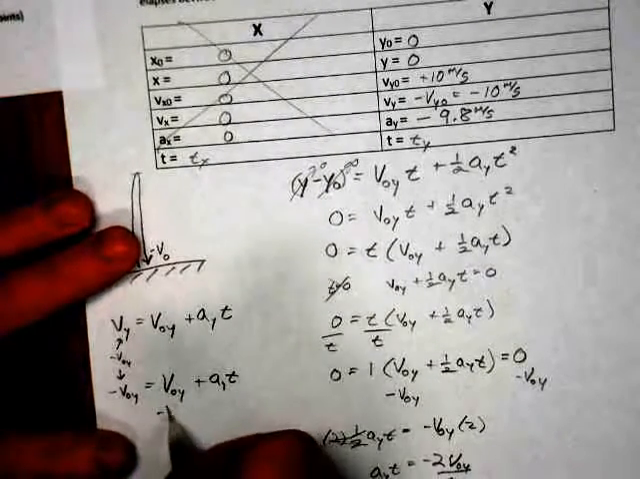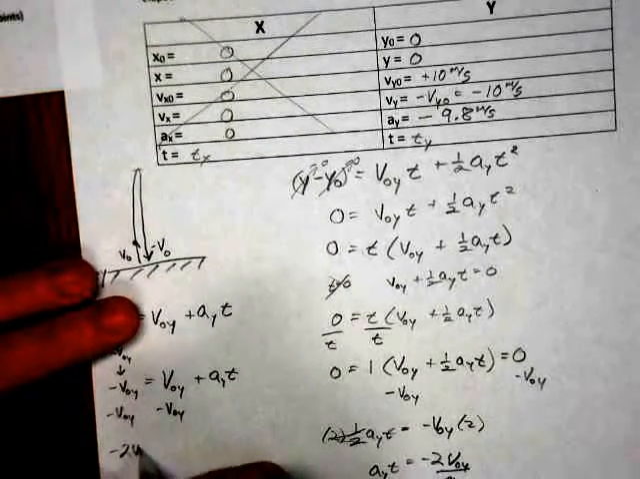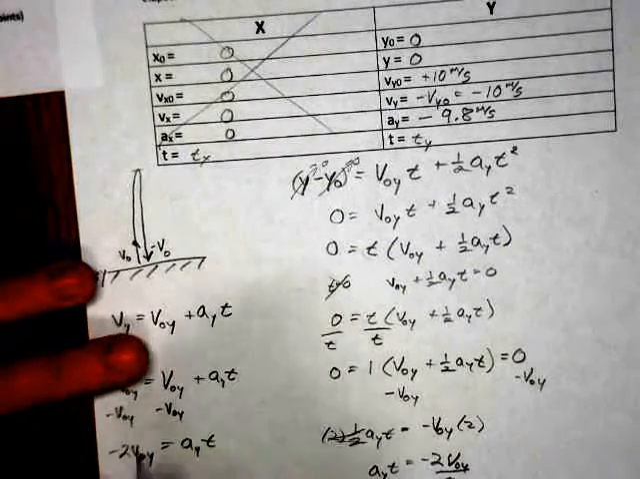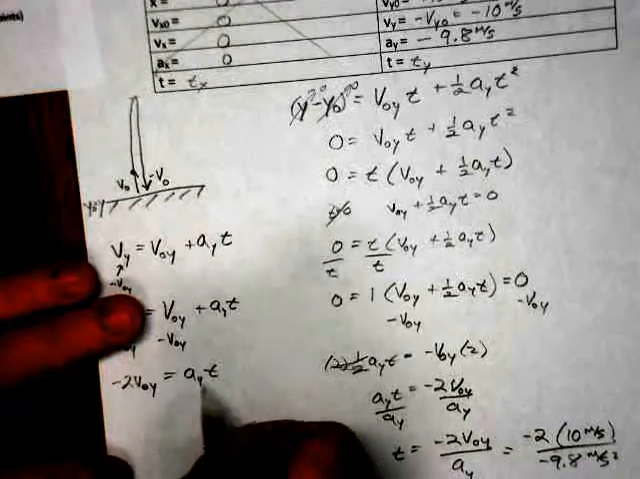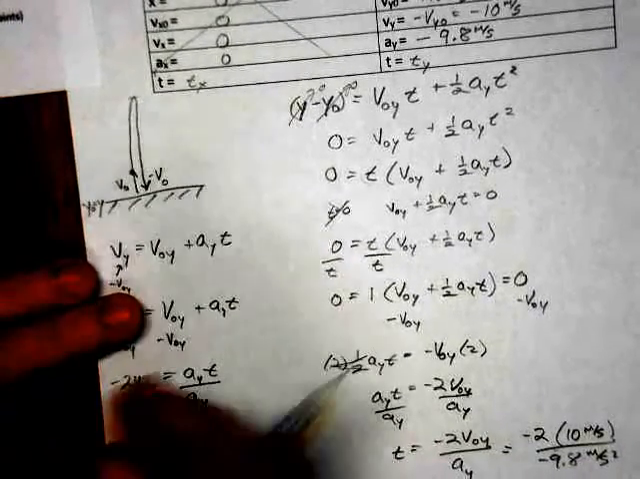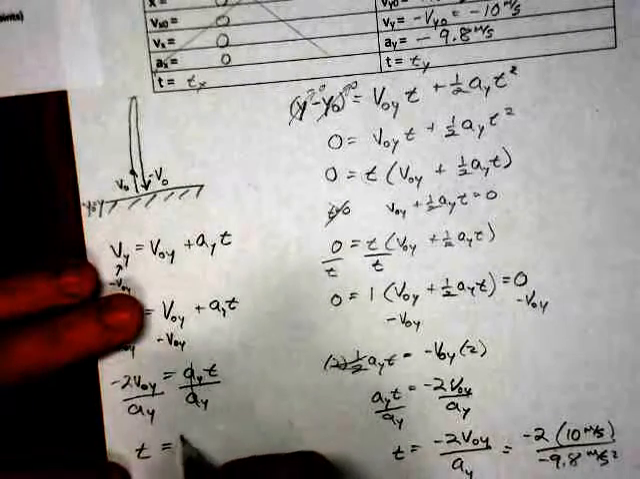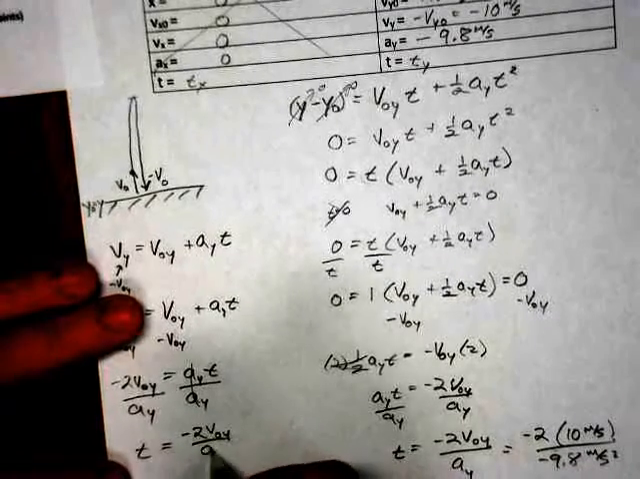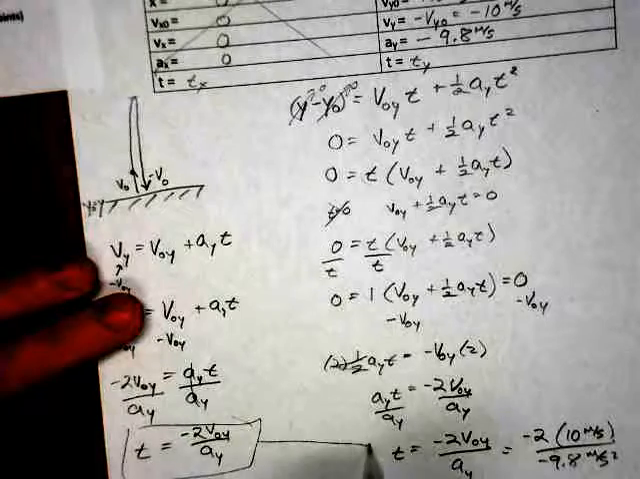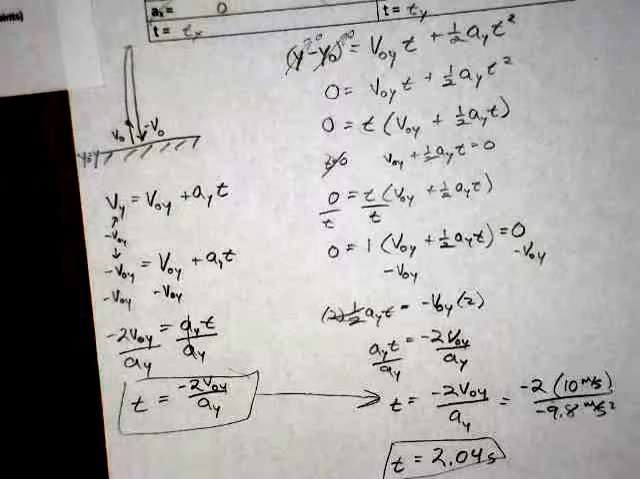Okay, when I subtract V0y from each side, I get negative 2 V0y equals ayt. And if I divide each side by ay, and I'm just flipping the equation, I hope that's not a problem, T equals negative 2 V0y over ay. So you see, that is equivalent. Two ways of working the same problem.